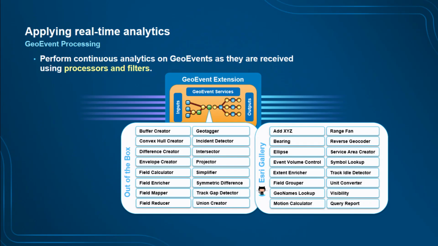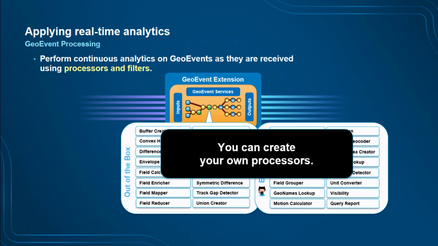Now, in between the inputs and the outputs within a GeoEvent service are the processors and the filters. And we'll highlight a number of these processors this morning. Many of these out-of-the-box processors are available to you to be able to manipulate GeoEvents as well as watch for certain conditions. And we'll look at a variety of these processors as well. And just as with the connectors, you can write your own if none of the existing processors meet your needs.